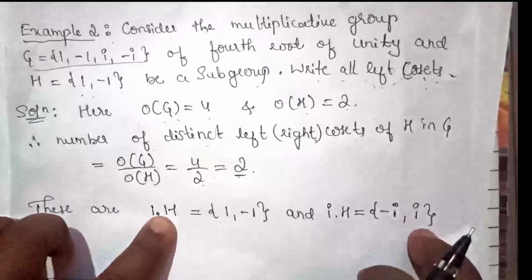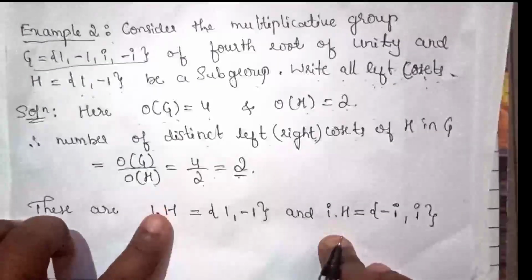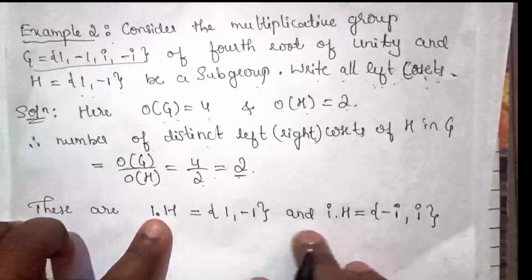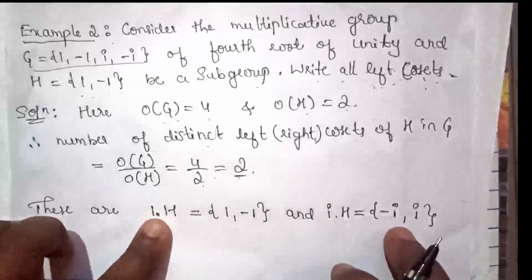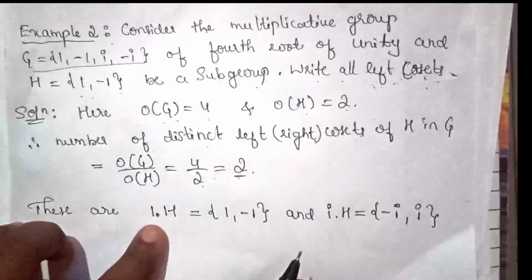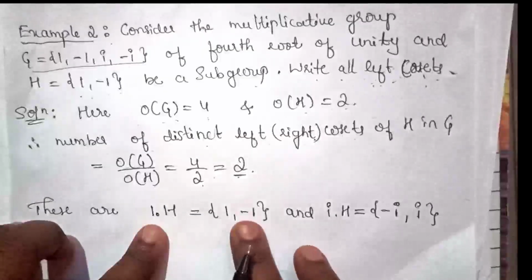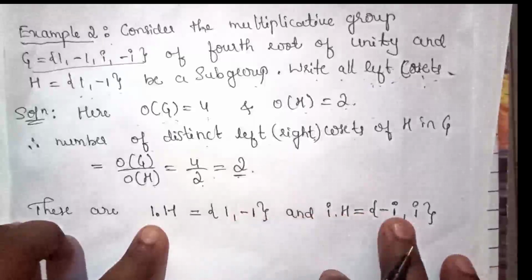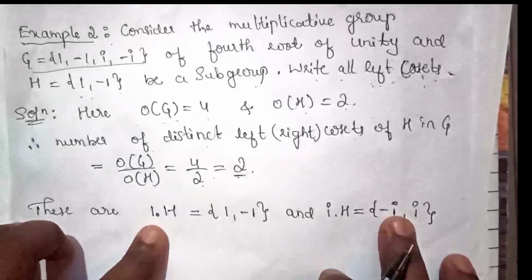i}. So see here, you can directly write only 2 different right cosets. That will be easy to write. So instead of writing all the 4 cosets, we can write only 2 different cosets. It may be a right or left coset.